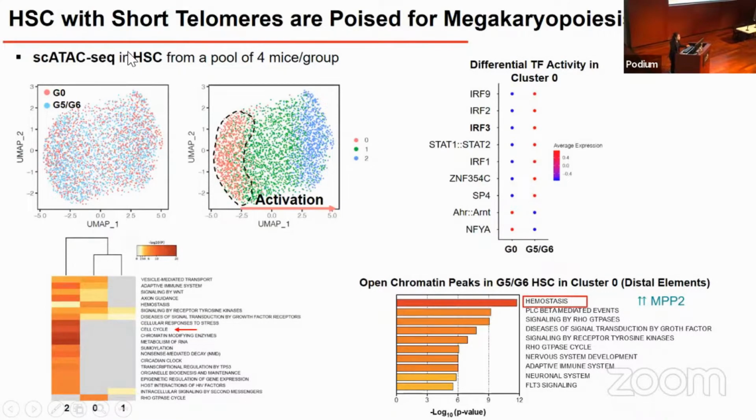And we also sorted their hematopoietic stem cell to perform single-cell ATAC sequencing. And this single-cell ATAC sequencing analysis allow to understand how the stem cells are going to differentiate. And from the result, we observed that their stem cell with short telomere from G5 and G6 are prone to differentiate into megakaryocytes, which explains why we observed their increase in MPP2 population, as I showed earlier. And moreover, we also see that their transcription factor that active are also inside the interferon family.